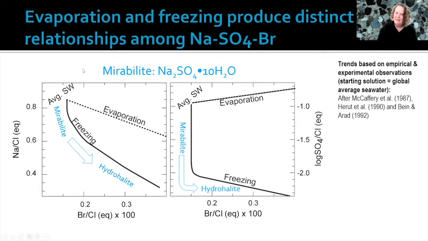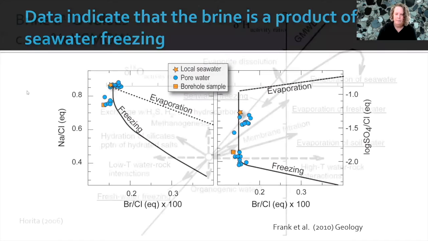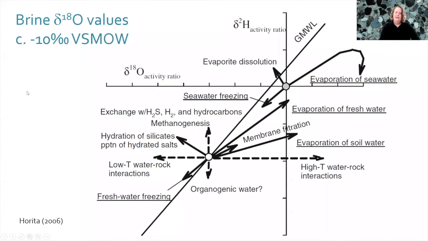And if we take our data from the ANDRILL core and we plot it on top of these trends, you can see that they are consistent with this idea that the brine is a product of seawater freezing. How do we account for the low delta 18O values of the brine? Again, they sit at about minus 10 per mil VSMOW.